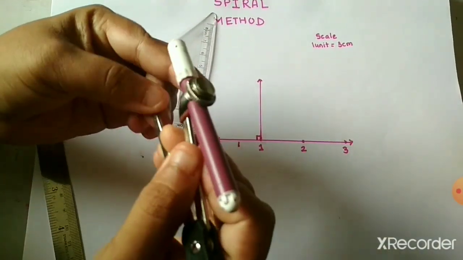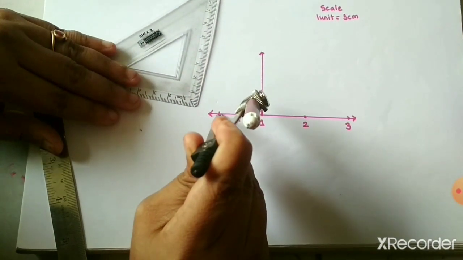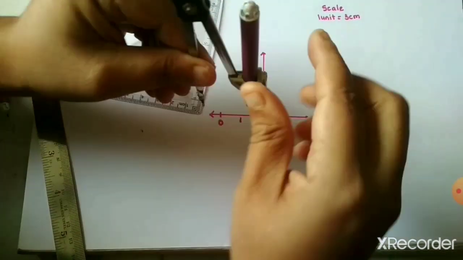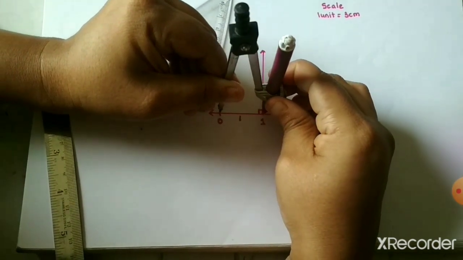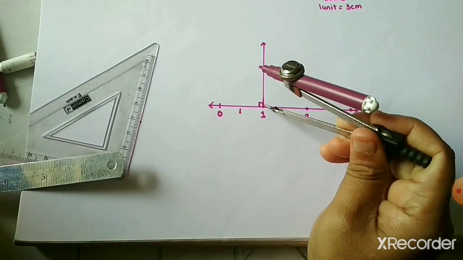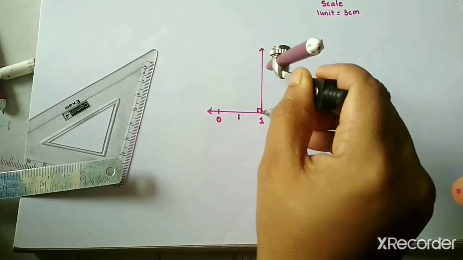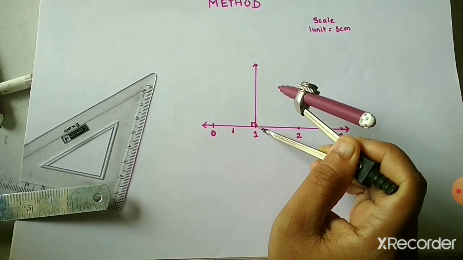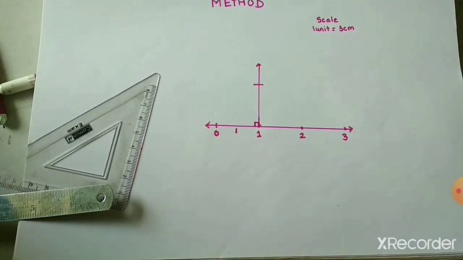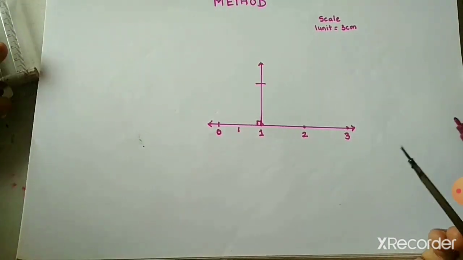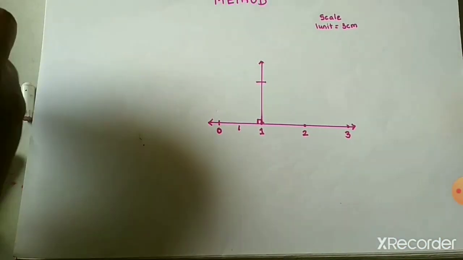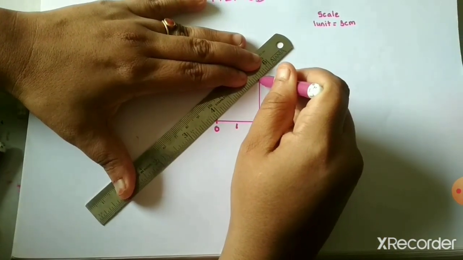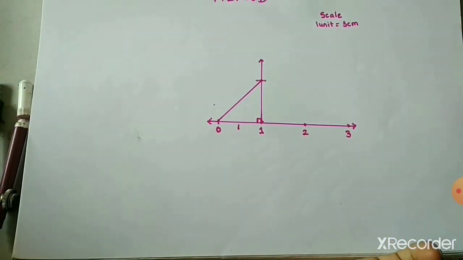Now take the same distance, 1 unit distance, in your compass. Can you see over here properly? Take 1 unit distance in your compass and keep the compass at point 1 and draw the arc which intersects your perpendicular. Correct? Then join that perpendicular intersection point with the point 0. Do you remember this construction? We have done it for the root 2 construction.